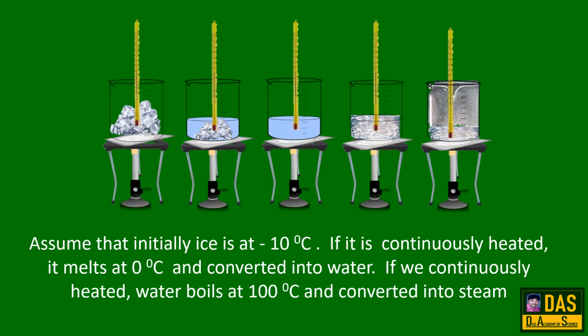Assume that initially ice is at minus 10 degrees Celsius. If it is continuously heated, it melts at 0 degrees Celsius and is converted into water. If we continue heating, water boils at 100 degrees Celsius and is converted into steam.